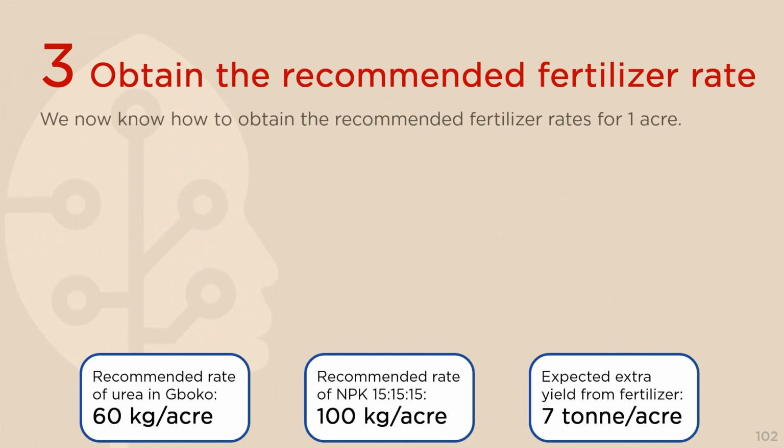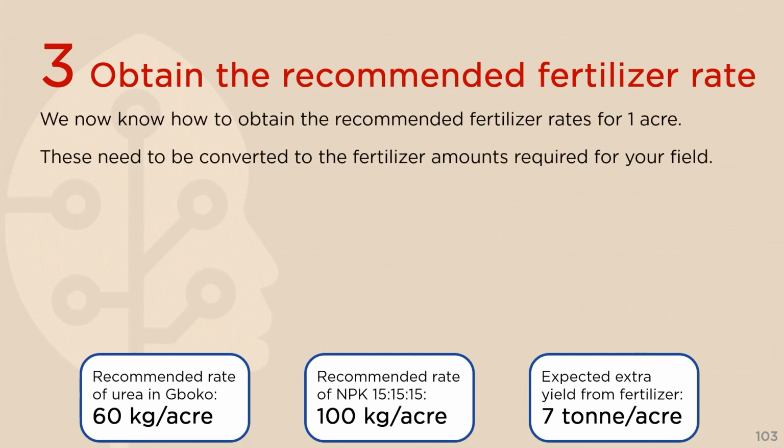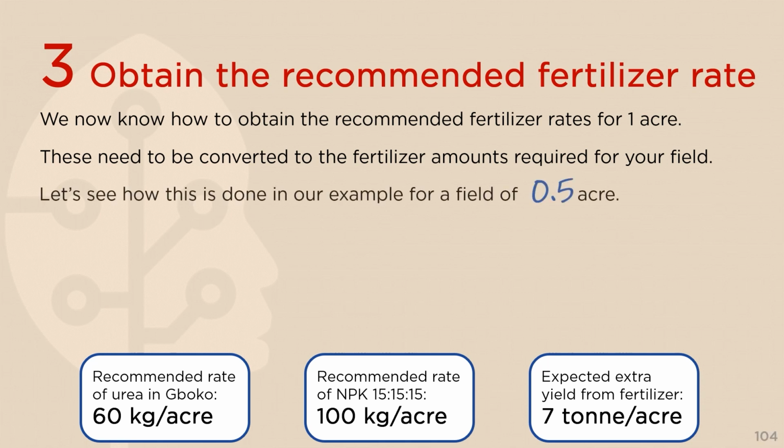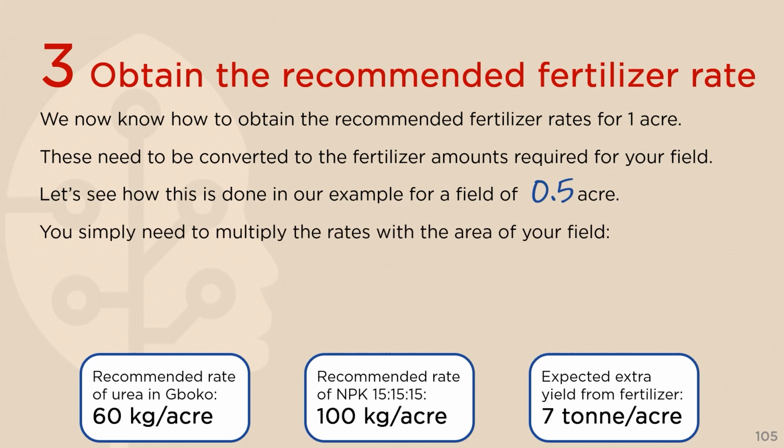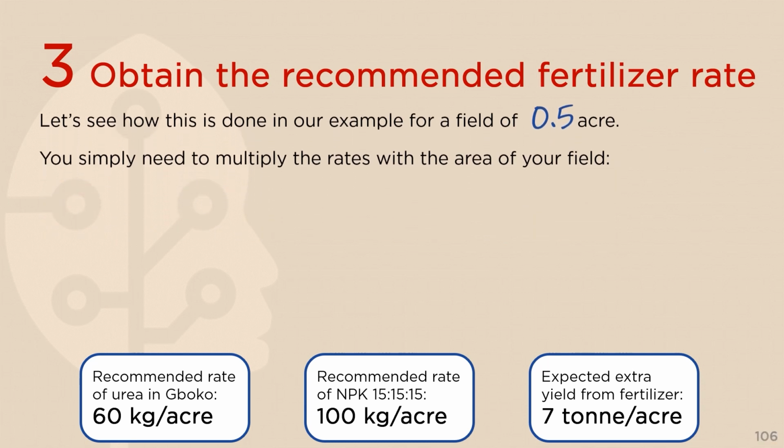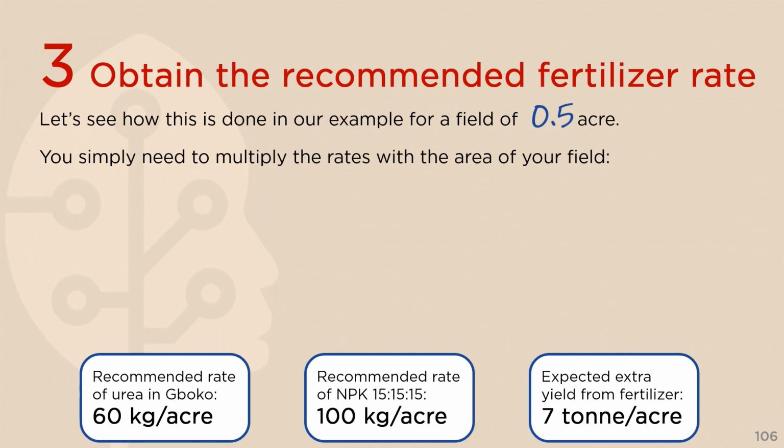You have now successfully obtained the recommended fertilizer rates required for 1 acre of land in your local government. But how do you convert these to the required amounts of fertilizer needed for your field? In our example, we will grow cassava in a field of half an acre. To obtain the amounts of fertilizer recommended for your field, simply multiply the size of your field with the recommended rates for 1 acre. Here is how to do this calculation.